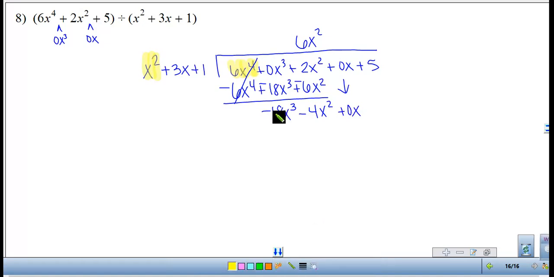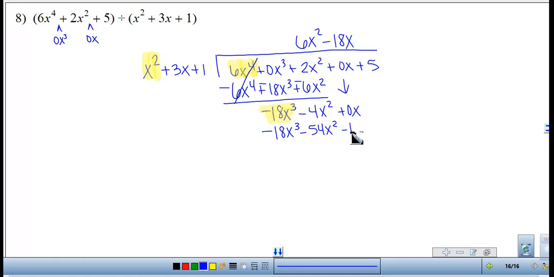Let's start the process over and focus only on the first terms. How many times will x squared divide into negative 18x cubed? Negative 18x. Take your negative 18x, multiply it times all three terms. Negative 18x cubed, negative 54x squared, and negative 18x. Draw a line, change all three signs, and combine your terms.